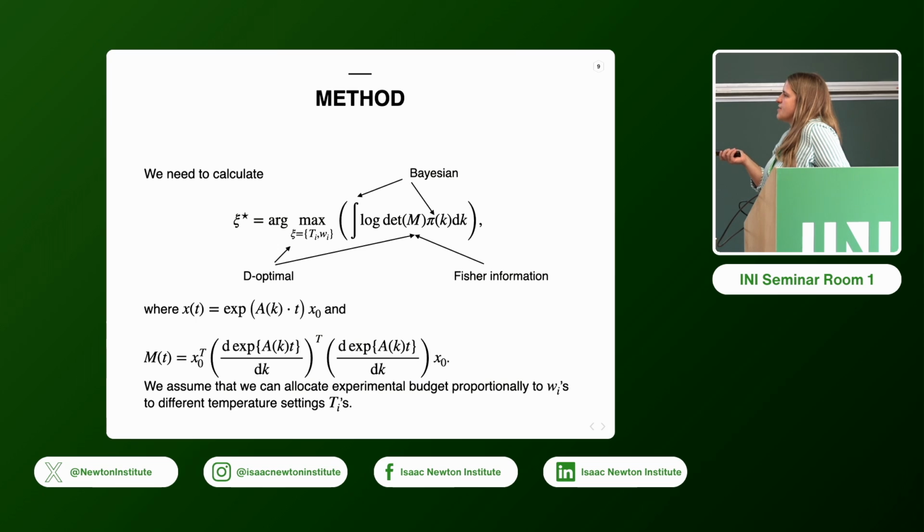We can assume that we can allocate the experimental budget proportional to some weights Wi, and give those to different experiments at different temperatures. So we can assume either that we can change temperature within one experiment, or that we have a budget for 10 experiments and we can allocate different temperature settings to them. And all we need to do is solve the system of differential equations, compute the sensitivities, calculate the Fisher information matrix, and then optimize this in terms of our temperature T.